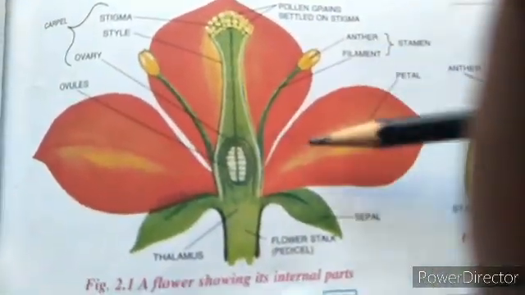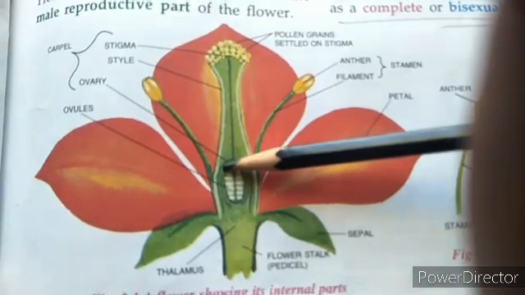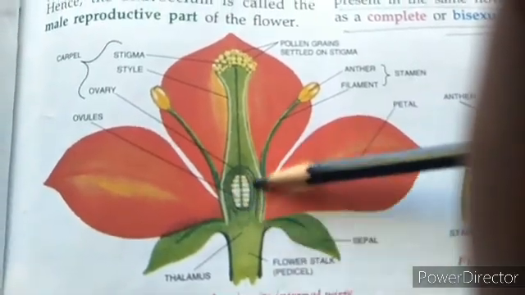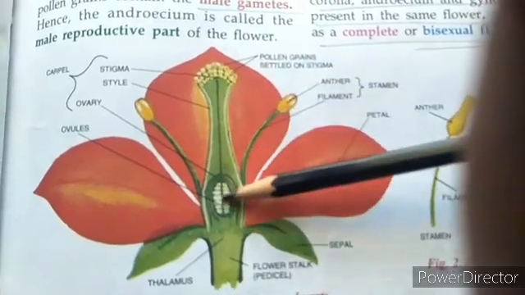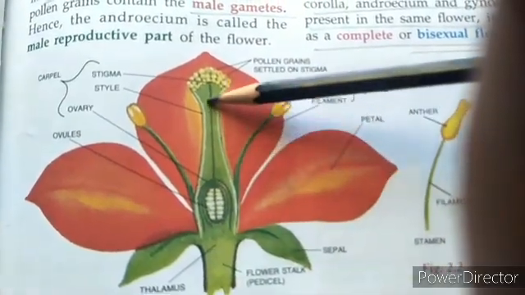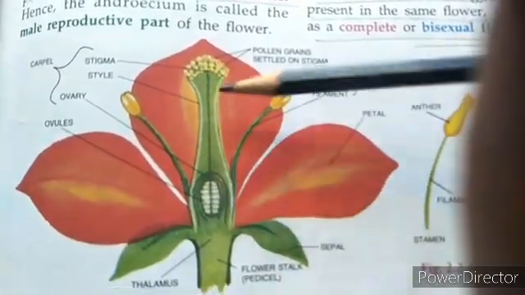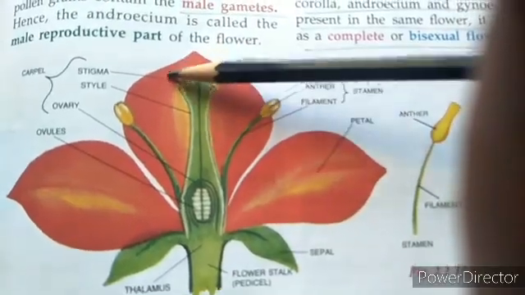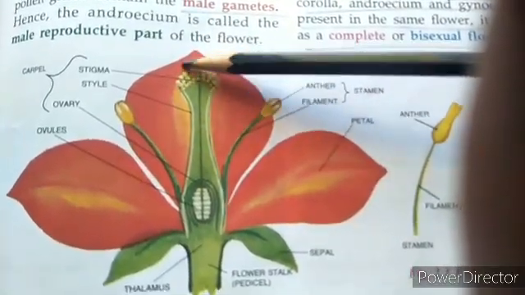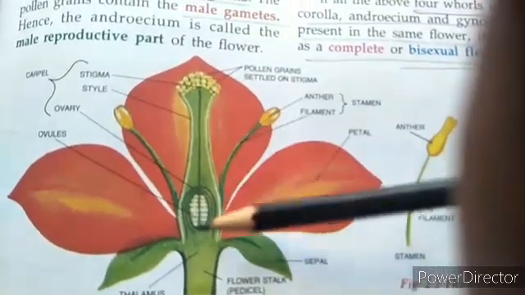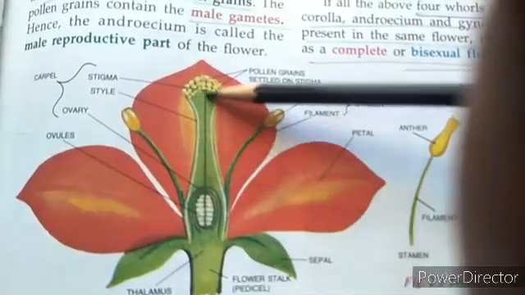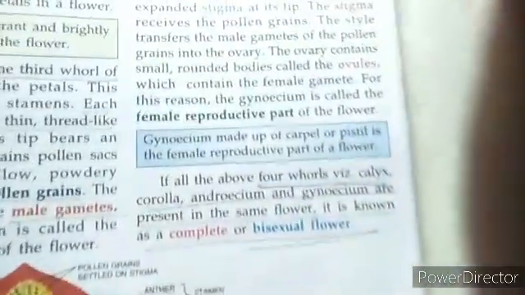In this diagram, we can find this part as the ovary. Then this elongated part here, we call it the style. And right on top, we find this part, which is the tip. It is known as the stigma. So stigma, style, ovary, forming the gynoecium. Let's read further.